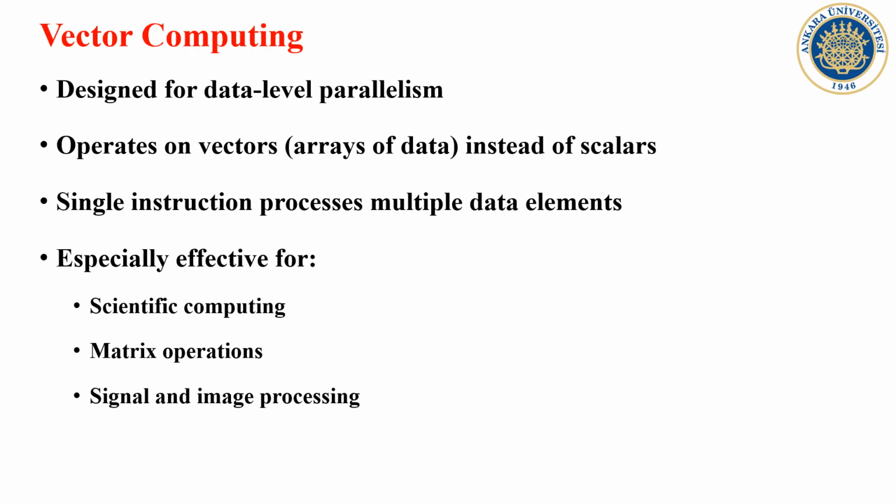Now, the last type of parallel processing, vector computing, is an approach that focuses on data-level parallelism. Instead of operating on a single data element at a time, vector processors work on an entire array or vector using a single instruction. This makes them especially powerful for applications such as scientific simulation, matrix operations, and signal processing, where the same operation is applied repeatedly to a large dataset.